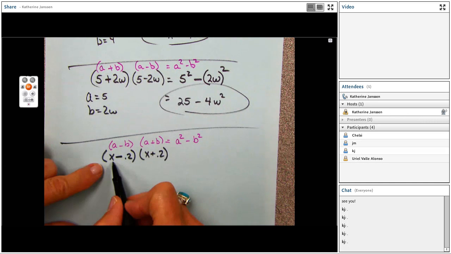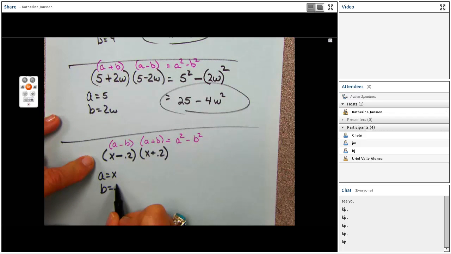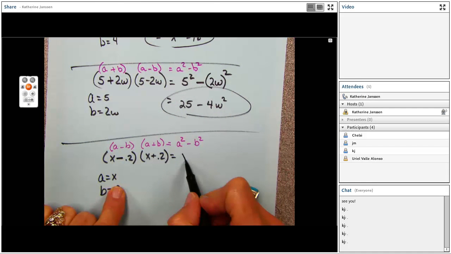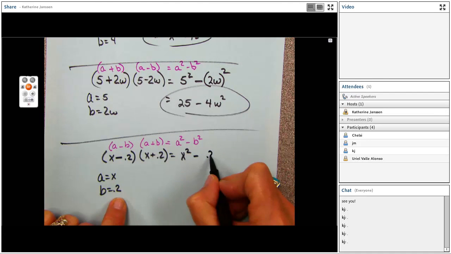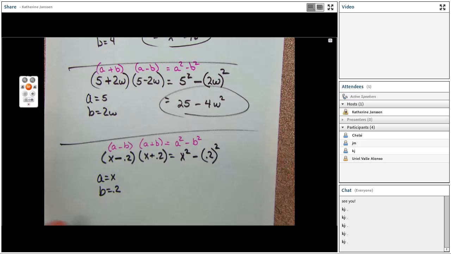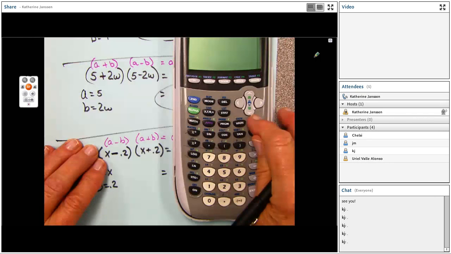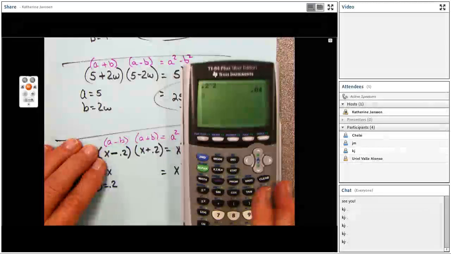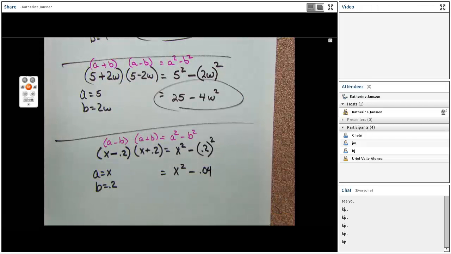The first term in this case is x, and the second term in this case is 0.2. A in this case is x, but I need to square it, minus b in this case is 0.2, but I need to square it. X squared minus 0.2 squared. Again, just be careful, 0.2 squared is 0.04. Remember the control on your decimal point.